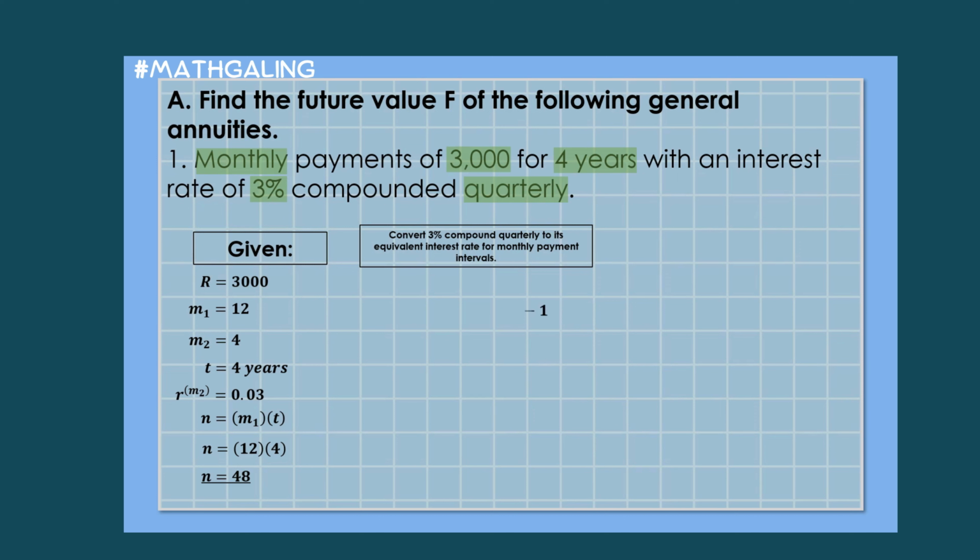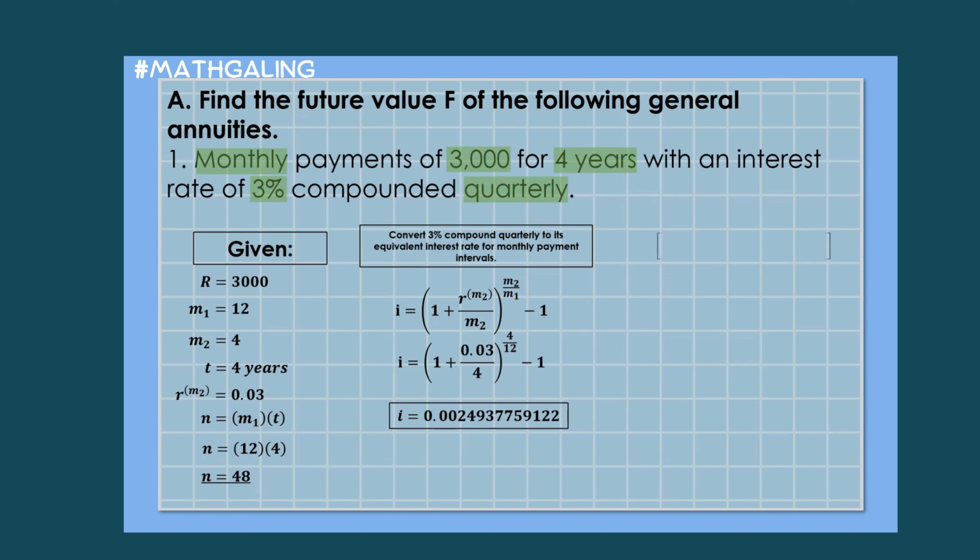So here's the formula. i is equal to 1 plus nominal rate over M sub 2, raised to the power of M sub 2 over M sub 1, minus 1. So let's substitute the given into the formula. It is now 1 plus 0.03 over 4, raised to the power of 4 over 12, minus 1. And the answer is 0.00249377599122.